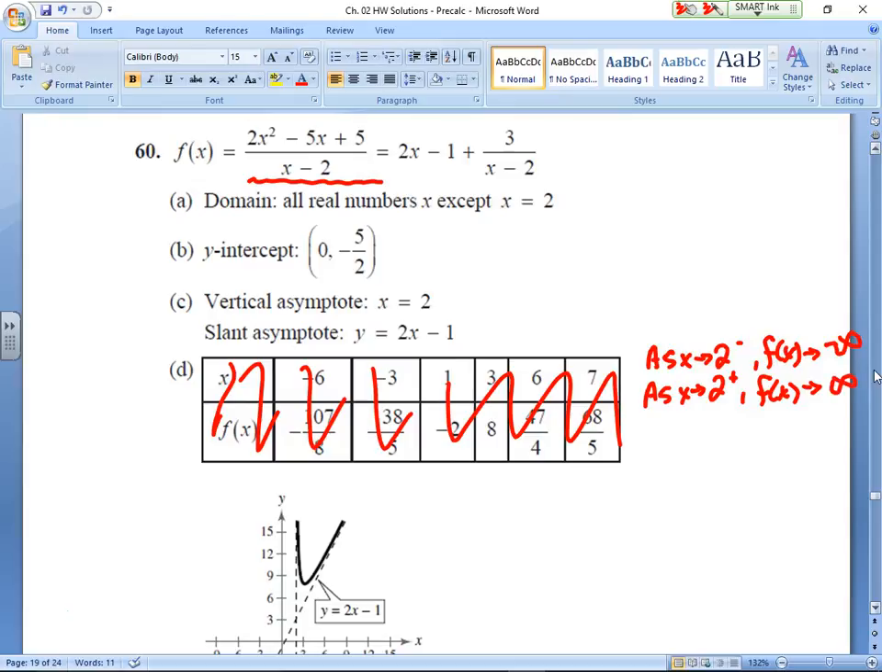As you come towards 2 from above, plugging in 2.1, probably with the calculator again. It doesn't factor this. There we go, there we go.